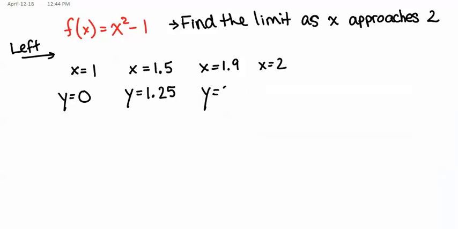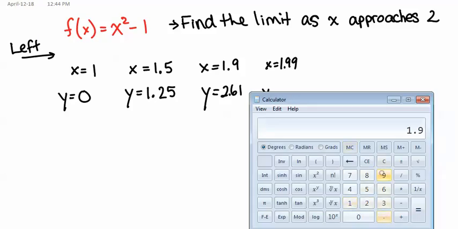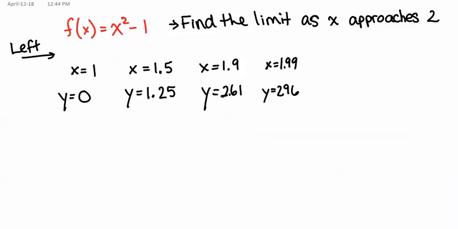2.61. Okay, maybe I want to try even closer. What if I try 1.99? Let's see what it is. 1.99 squared minus 1, 2.96. Okay, cool. So I can see as I get closer and closer to 2, I'm just subbing my values in here. I subbed in 1, 1.5, 1.9, 1.99. I'm just seeing what happens as it gets close to 2. Let's check out what happens right at 2. When x equals 2, 2 squared is 4, 4 minus 1 is 3.